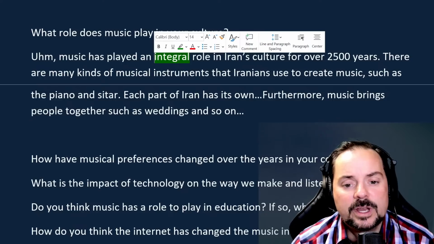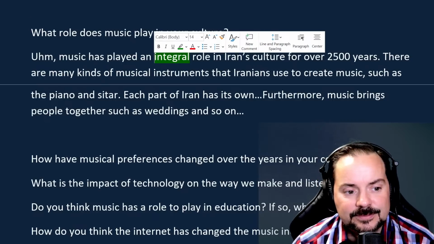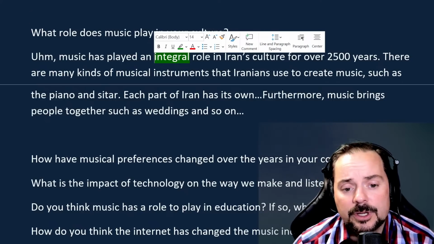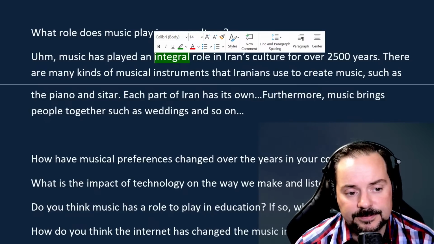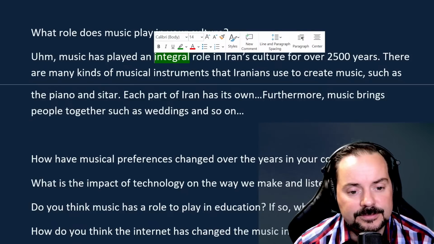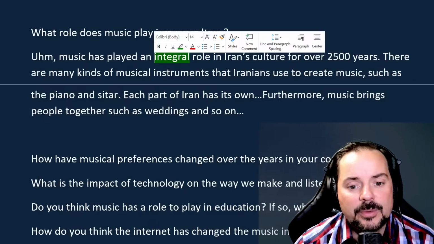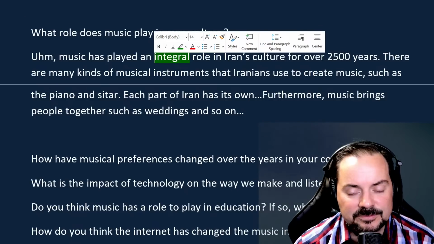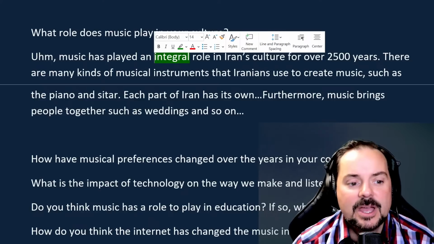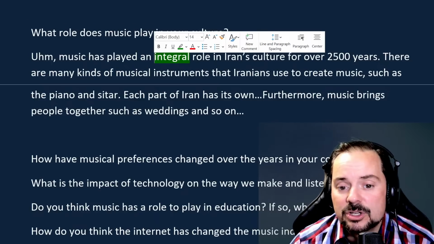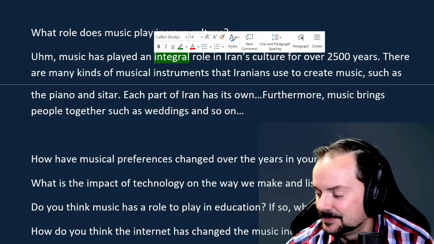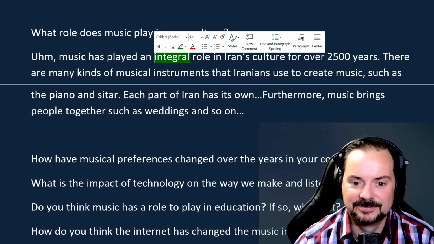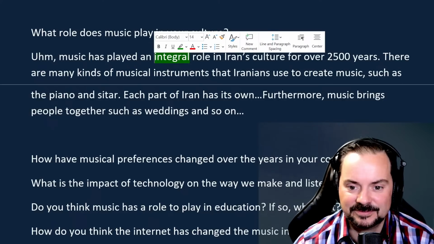Music has played an integral role in Iran's culture for over 2,500 years.